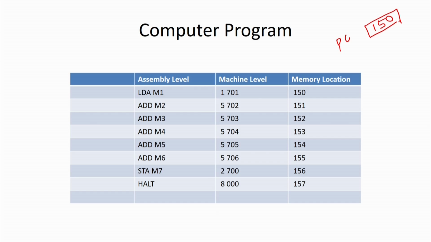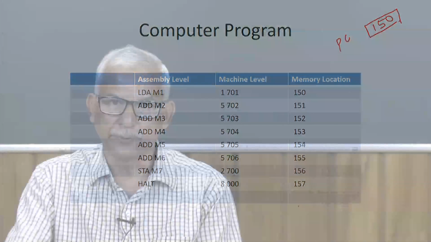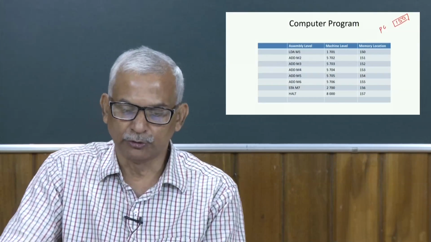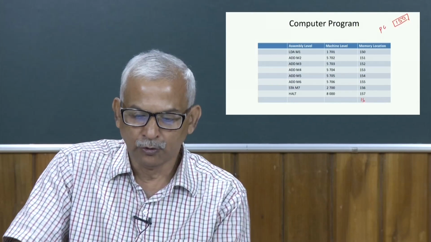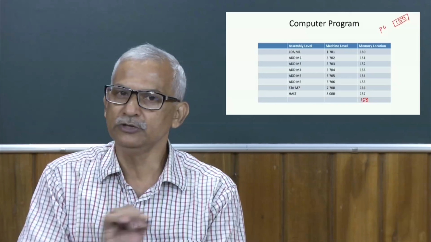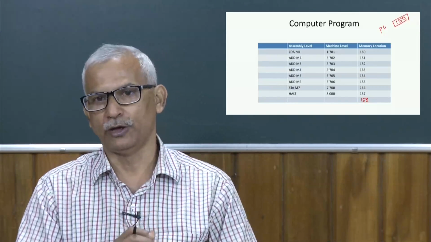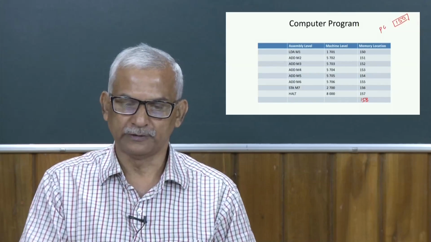Like that, when we fetch the instruction from 157, we halt the program, we stop the program execution. That means we are not going to fetch any more instruction from 158 memory location, it will stop. So, this is the way we are going to execute our program in our computer.